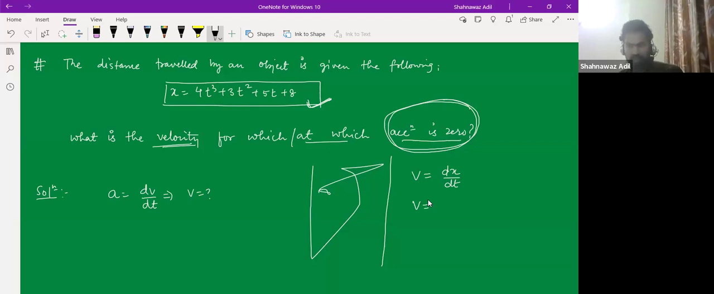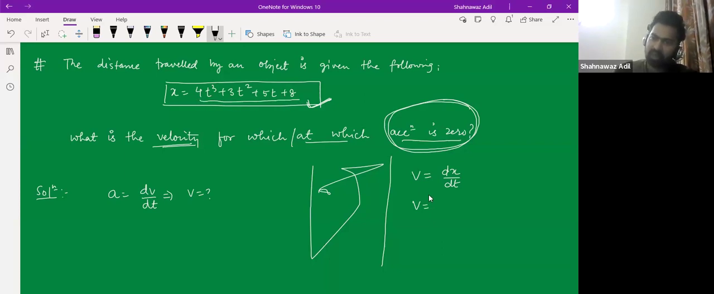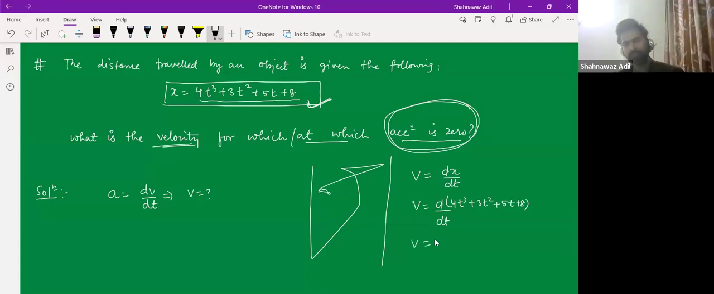V would be 0. So you have this distance, right? So you have to differentiate this whole thing. Yes, please differentiate it and then tell me what you will get. 12t square. Absolutely correct. So 12t square and then plus 6t plus 5, right? So this is the velocity.